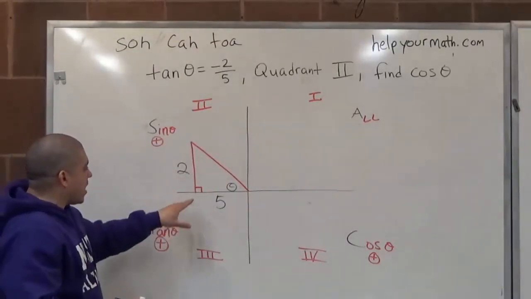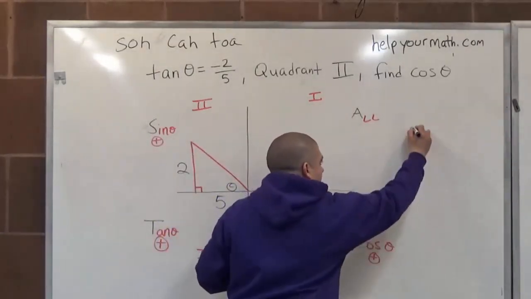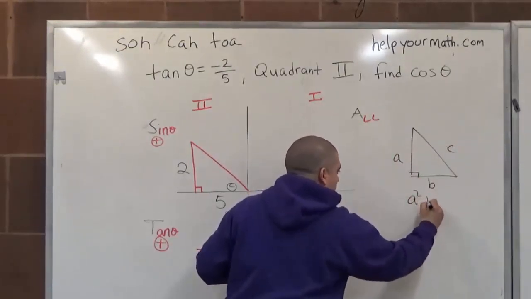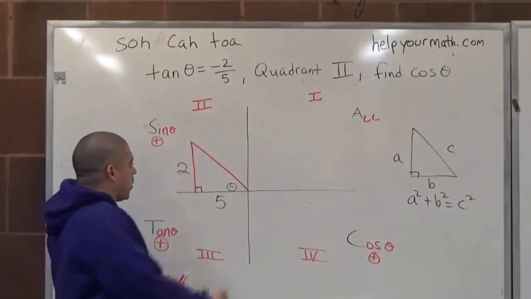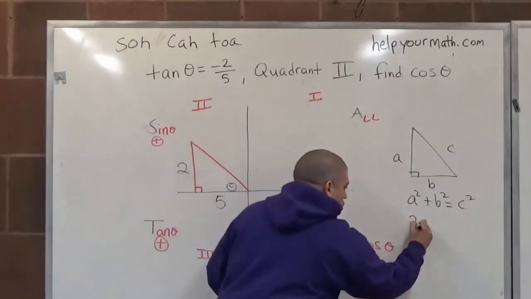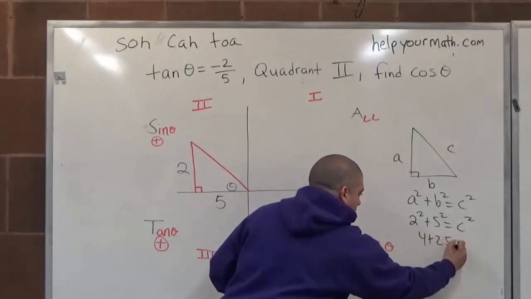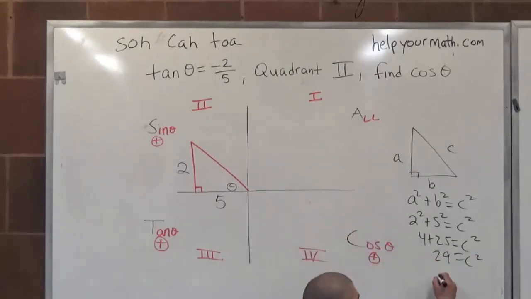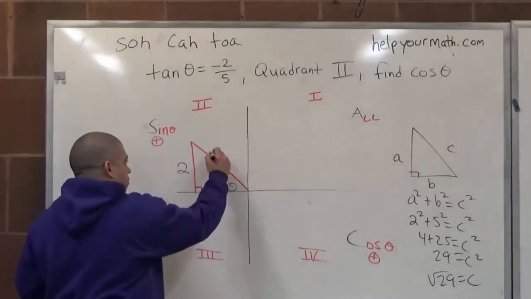Now we're going to use the Pythagorean theorem to find our hypotenuse. The Pythagorean theorem says that if I have a right triangle labeled a, b, and c, then a squared plus b squared equals c squared. In this case, we have 2 squared plus 5 squared equals c squared. So 4 plus 25 equals c squared, so 29 equals c squared. I take the square root of both sides, so root 29 equals c. This is the length of this side, root 29.